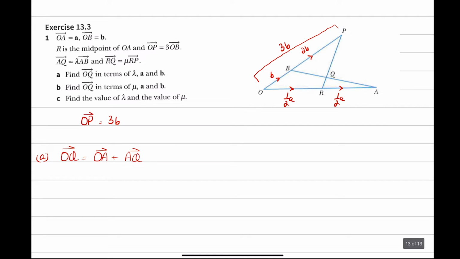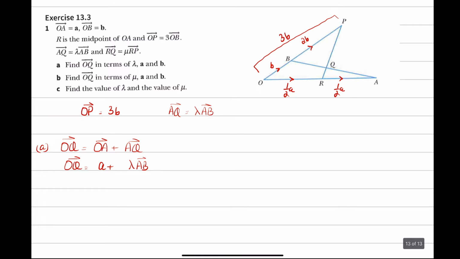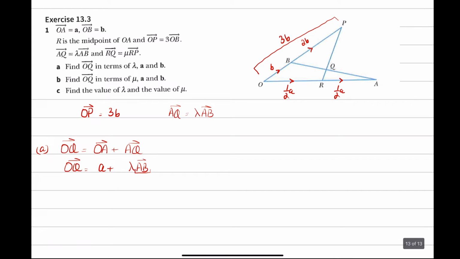All right. So OQ is now going to be equal to A plus AQ, which we now know is basically lambda times AB. Why? Because the question told us that AQ is equal to lambda times AB. Now, this still doesn't cut it. We still have to do something about AB. What can I do about AB which will change it from AB and bring it in terms of A and B? Negative A plus B.